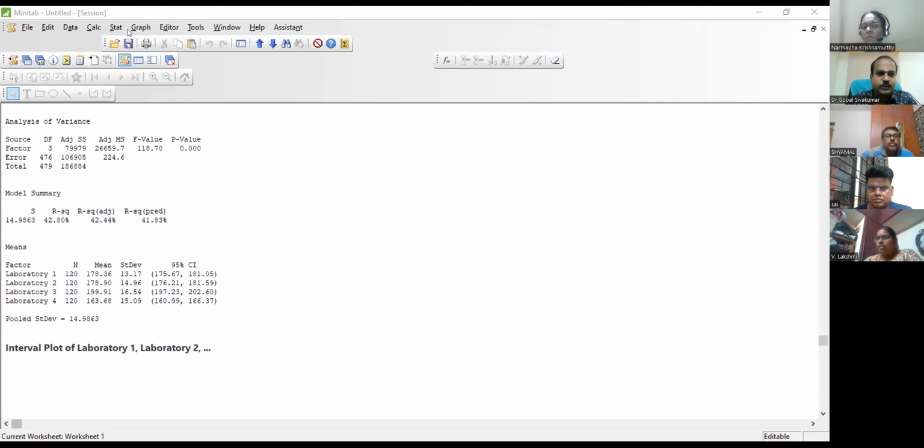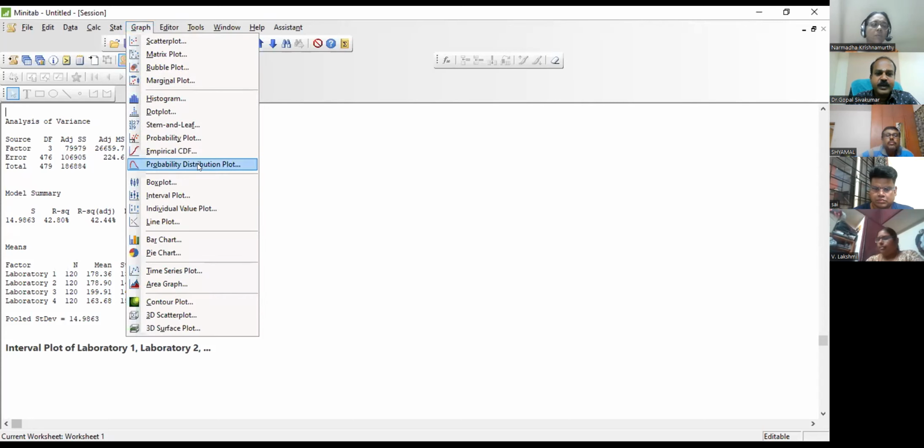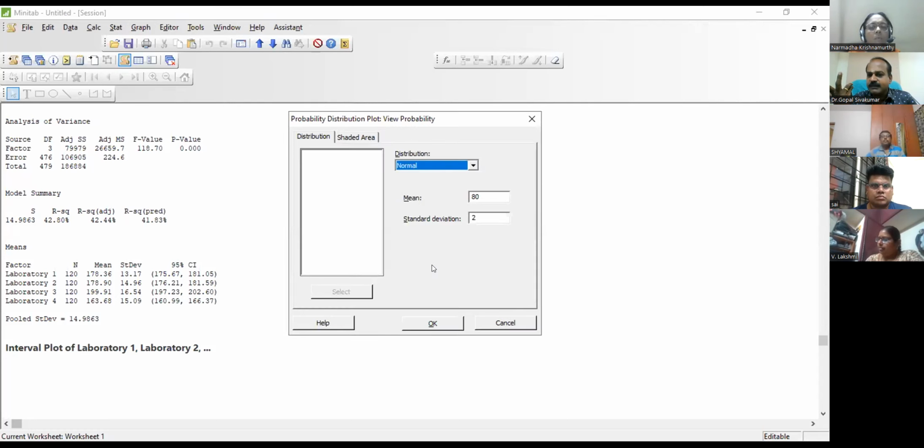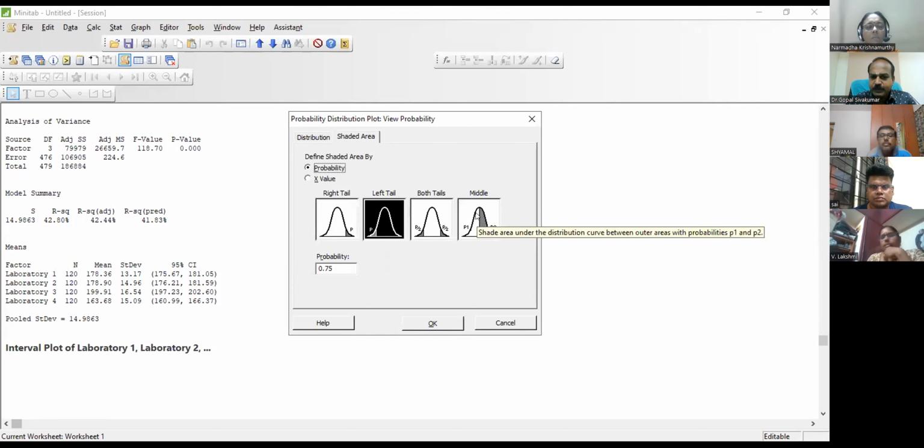I'll show you how you can do it. Go to graph, probability distribution plot, view probability. But now the real-time scenario is not given. Whenever the real-time scenario is not given, what should you do? Zero here, one. Shaded area: between or outside? Outside is significant. Between is acceptable, the preferred area. So I choose outside.